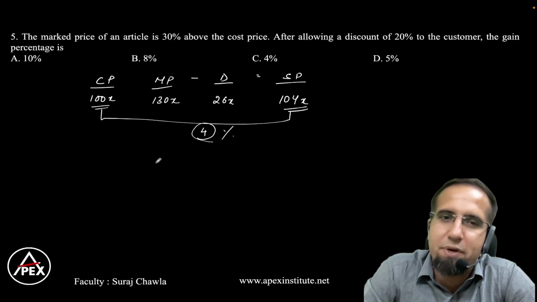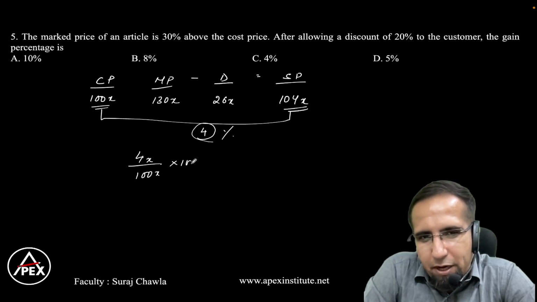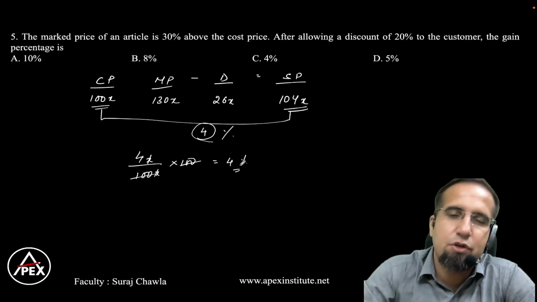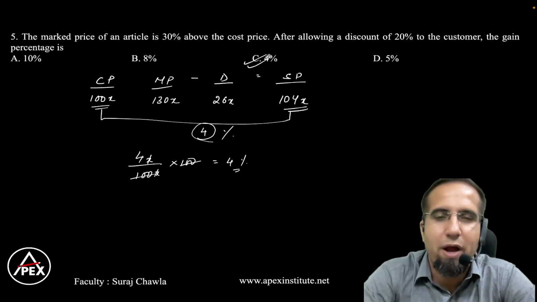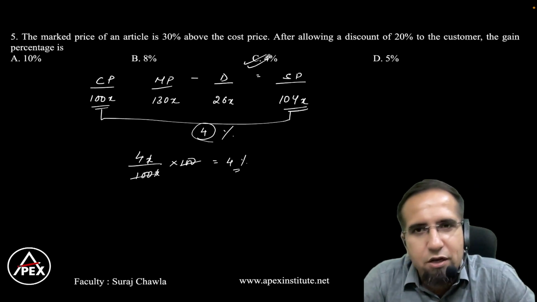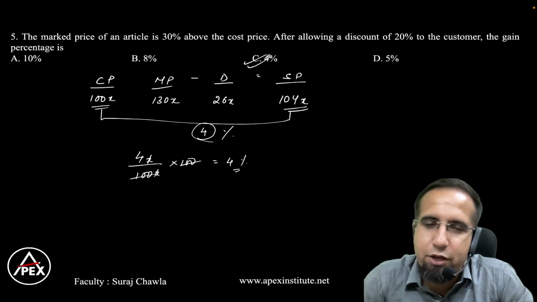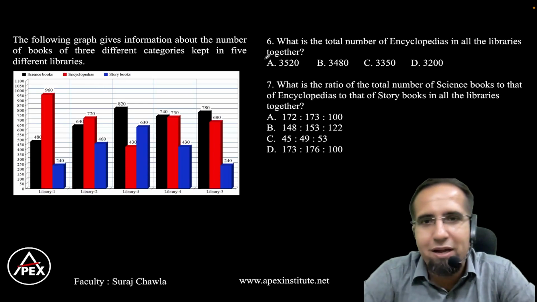So therefore the gain percentage is going to be 4%, or that is going to be 4x divided by 100x multiplied by 100. X gets cancelled, 100 gets cancelled, and therefore the answer is going to be 4% here. Thus C becomes our required answer. Clear? So you should be very good at the basics, guys, so that the minute you see the question, your reaction time should be least possible, and you get into the calculations and get your required answer.